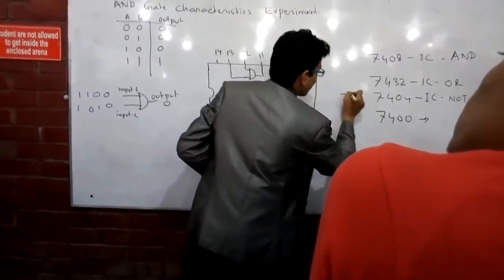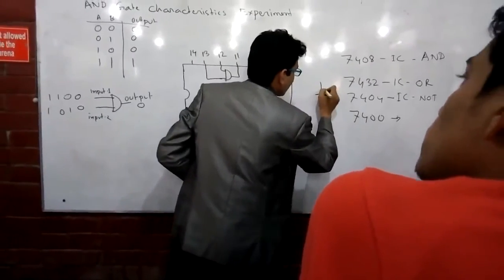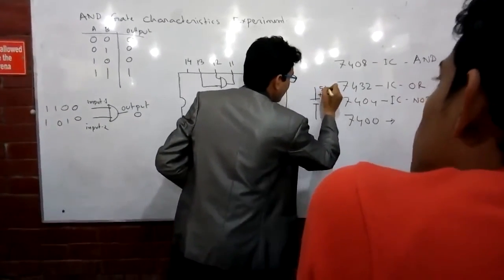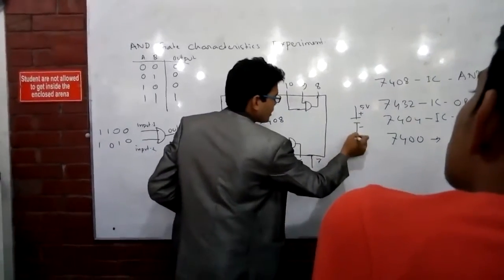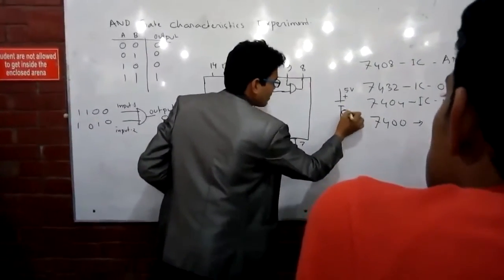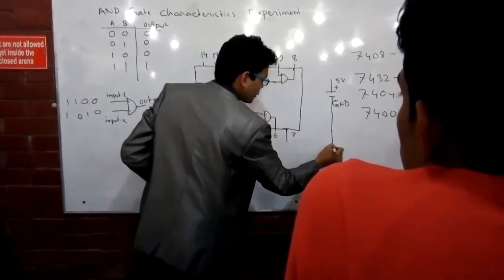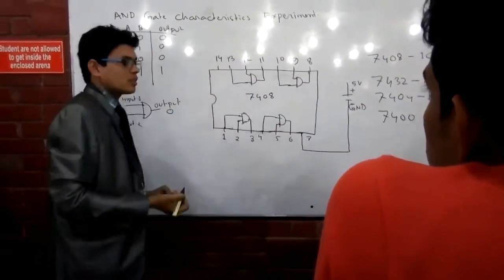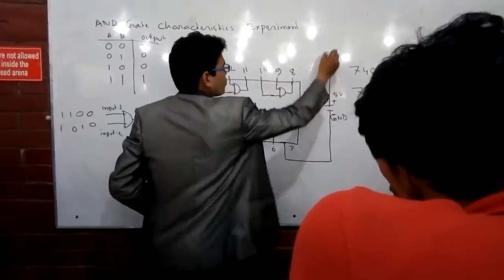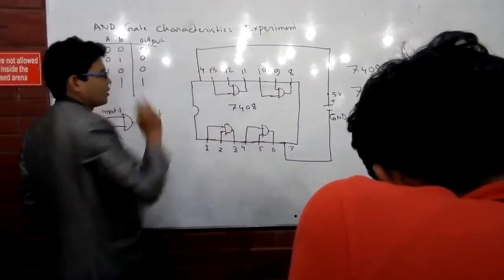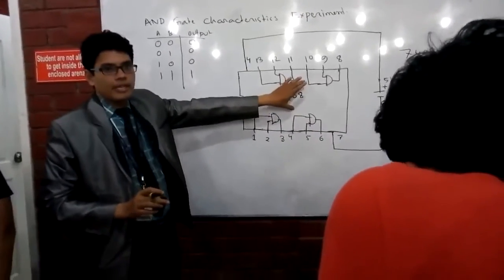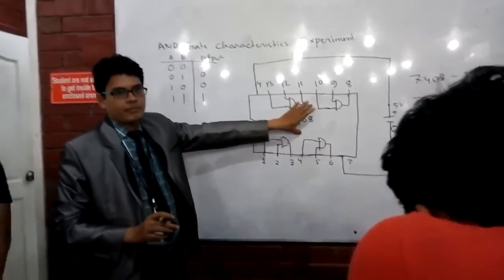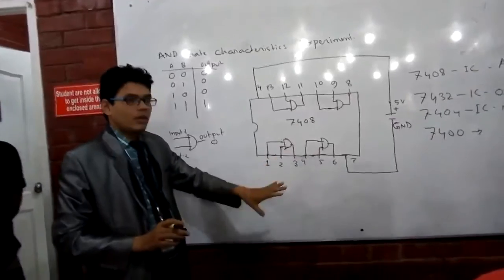So there is a battery. This is the power supply. The battery has a positive terminal, which is 5 volts, and a negative terminal, right? The negative terminal means ground. Ground will always be connected at pin number 7, and the positive 5 volts will be connected to pin number 14. So this is the circuit exactly. This is the experiment circuit of the AND gate.